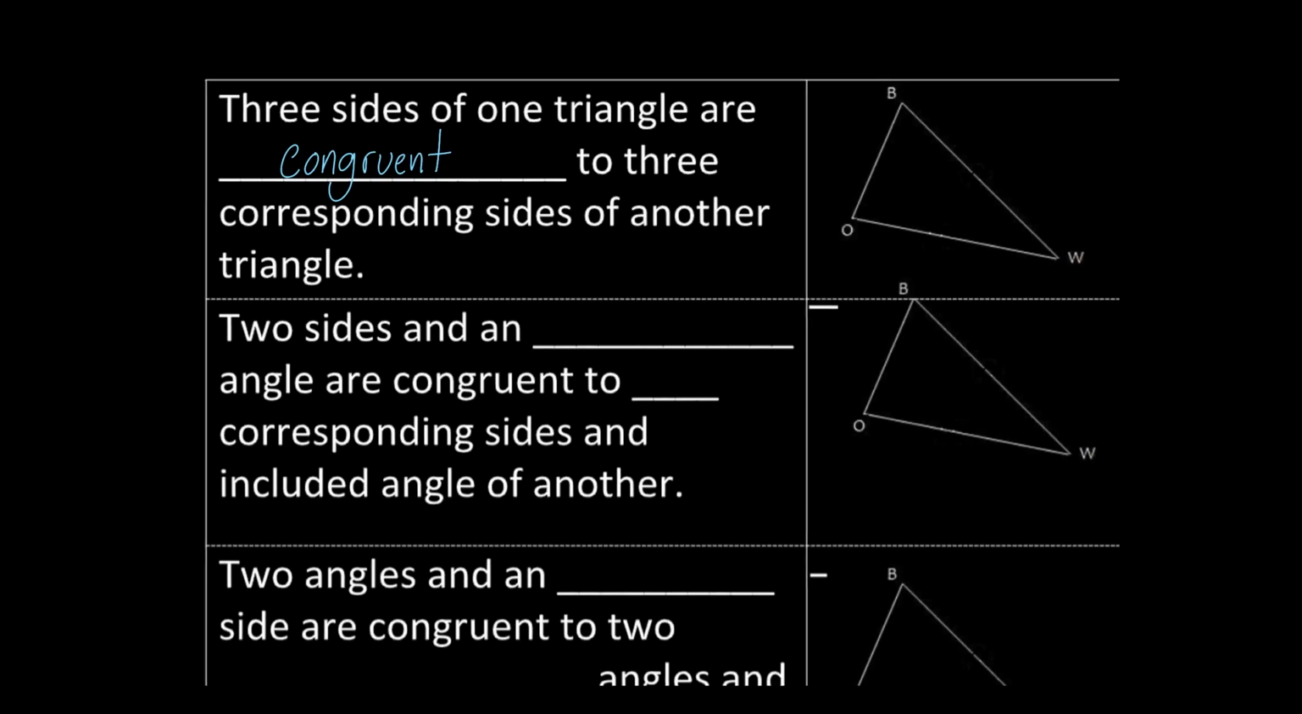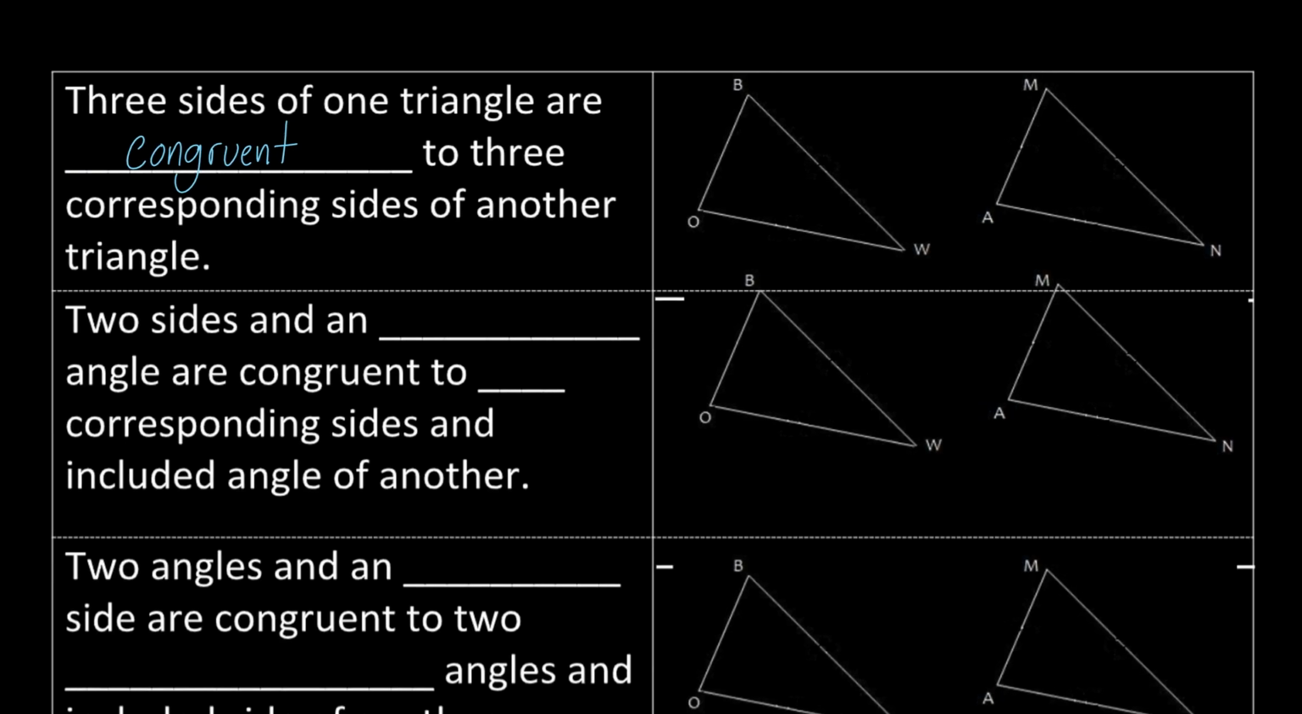What do you think corresponding refers to? Yes, very good. Corresponding means that if I was to take one congruent triangle and lay it on top of the other, the corresponding parts would be lined up. So what is corresponding to O? A. What is corresponding to B? What is corresponding to W? What is corresponding to BW? MN. What is corresponding to OW? AN. Beautiful. That's all that corresponding means. It means the parts that relate to the other parts in the second triangle.